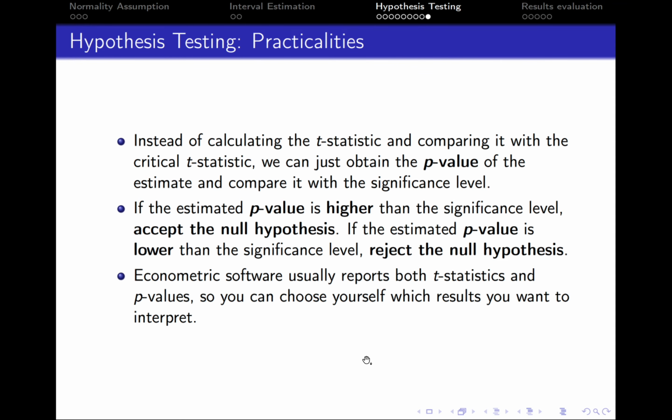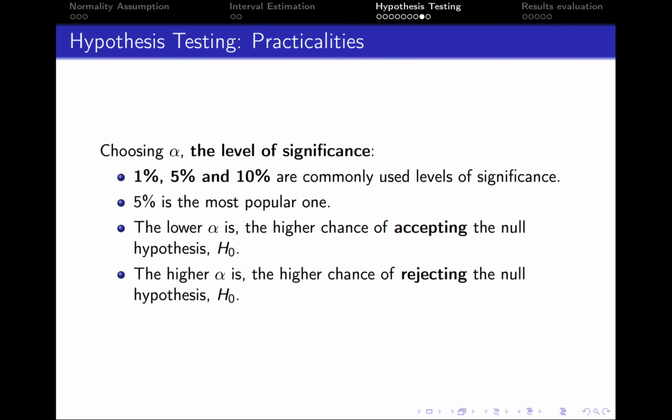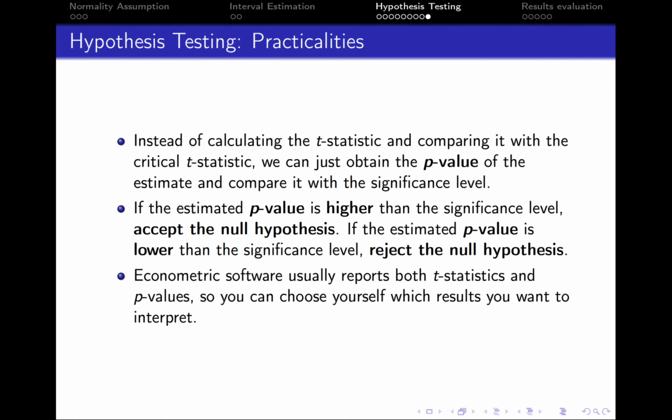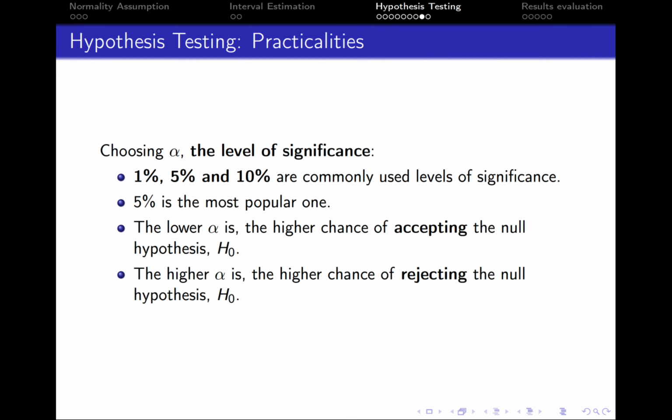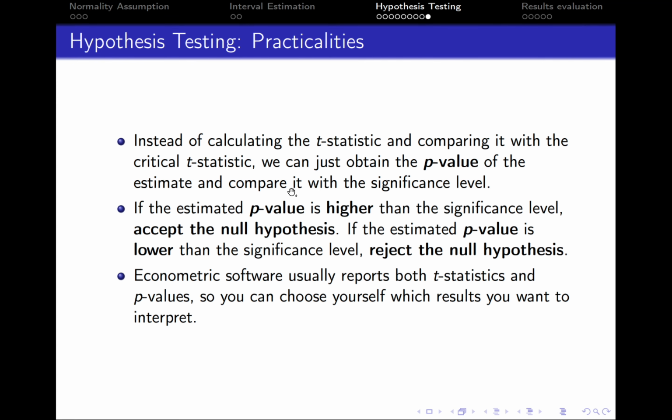There is another interesting aspect of hypothesis testing, and it is related to the p-value analysis. Instead of calculating the t-statistic and going to the table and looking for the critical t-statistic, we can just obtain the p-value of the estimate and compare it with the significance levels, the ones that I mentioned on this slide. If the estimated p-value is higher than the significance level, then we accept the null hypothesis. So if, let's say, we got a probability of 15%, it is higher than any of these 3 significance levels, then unfortunately we cannot reject the null hypothesis and we have to accept it.